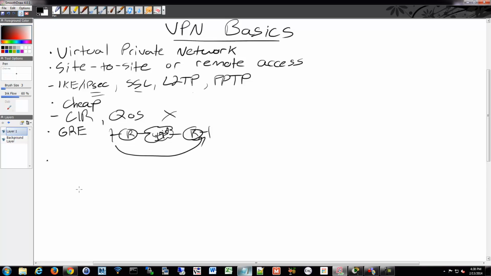So IPSec is really the main one that most people use. So we'll go into some of those details here. IPSec does offer authentication and encryption, so that's why it's mostly used by most people. It's built into the name. It says it provides security for you.